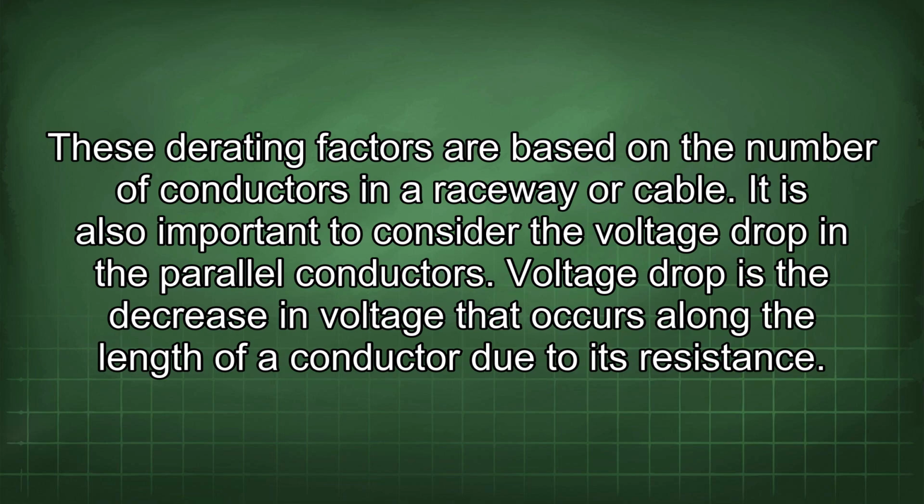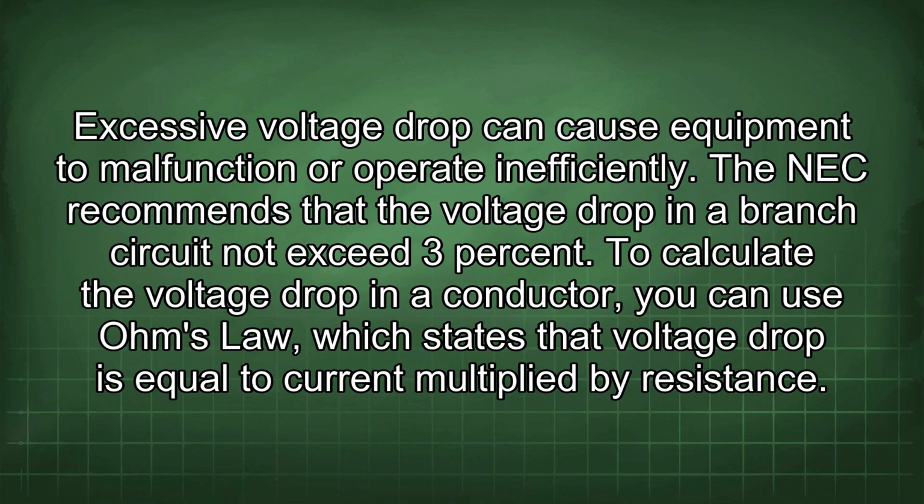It is also important to consider the voltage drop in the parallel conductors. Voltage drop is the decrease in voltage that occurs along the length of a conductor due to its resistance. Excessive voltage drop can cause equipment to malfunction or operate inefficiently. The NEC recommends that the voltage drop in a branch circuit not exceed 3%.